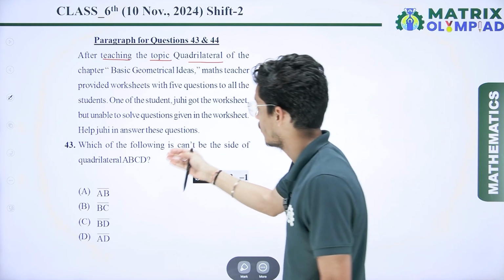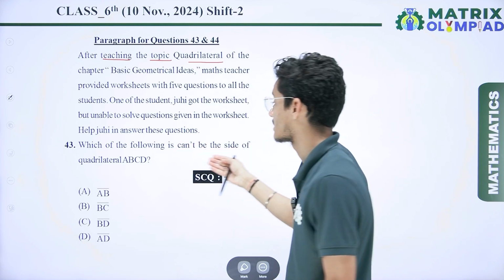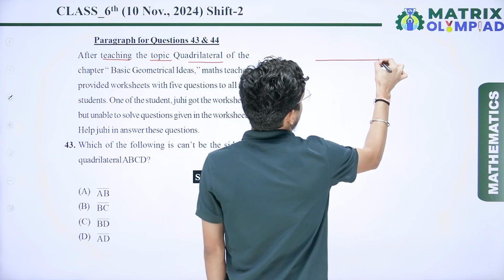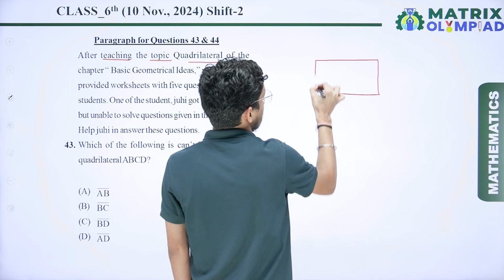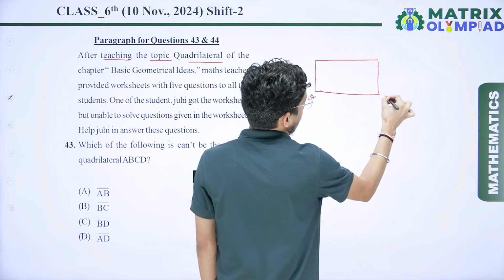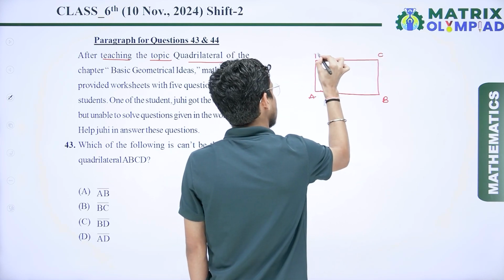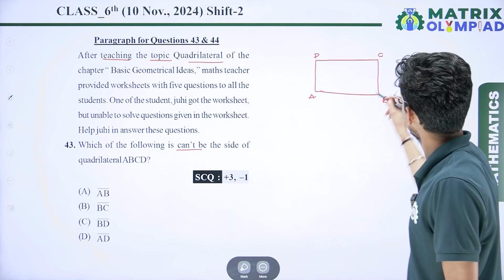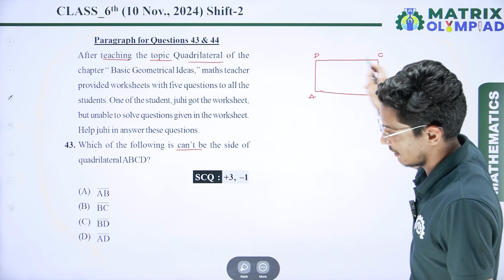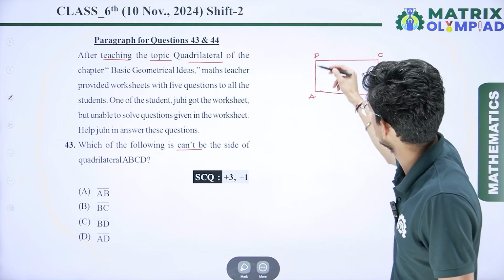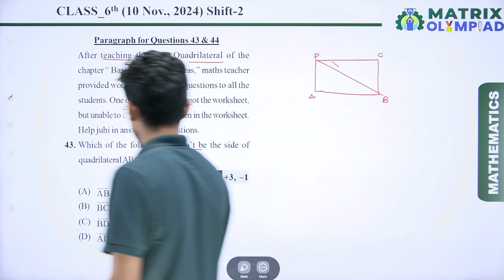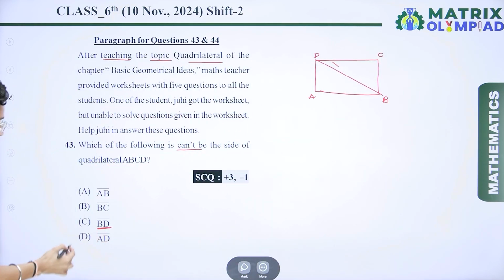So here we have a question: which of the following can't be the side of the quadrilateral ABCD? So let's assume we have a quadrilateral ABCD. So here let A, B, C and D. So which of the following can't be the side? So here we can say that AB is a side, BC is a side, CD is a side and BD. So BD is not a side, AD is also a side. So I can say this one is the diagonal. So here BD is not a side. So I can say option number C is the correct answer.